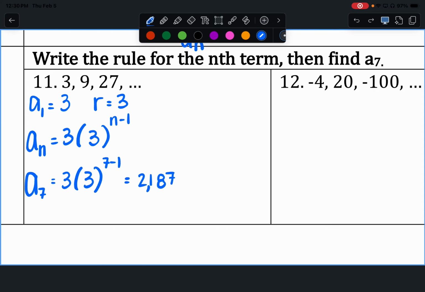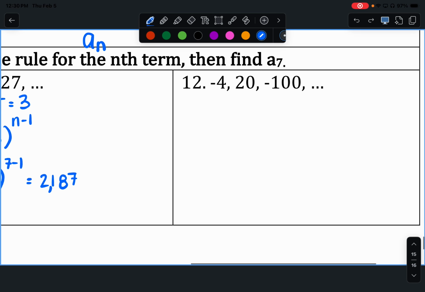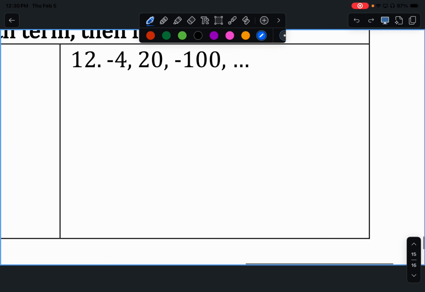Okay. Thank you. So if I wanted to find the 12th term, what would I need to plug in instead of 7? 12. If I wanted to find the 52nd term, I would plug in 52. Okay. So now for number 12. What is our first term?